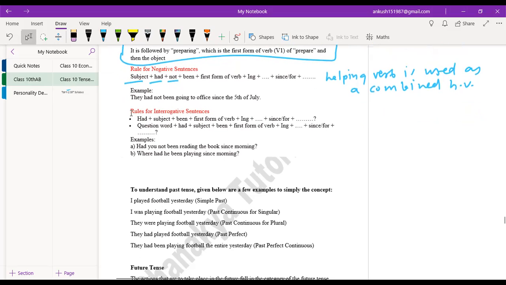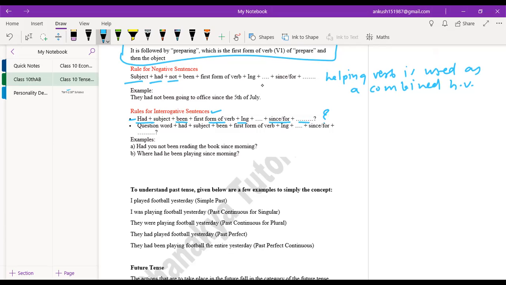Second thing, interrogative sentence. Making an interrogative sentence is not a tough task over here. It is also the same as whatever we have been learning since we started this class, how to make the interrogative sentence. It is very easy in a verbal type of question. You have to put the helping verb in front of the subject. After the subject, then been would be used, then the first form of the main verb with ing form. And since and for are optional, you may or may not use them. Other words you will be using there, and at last there would be the question mark.